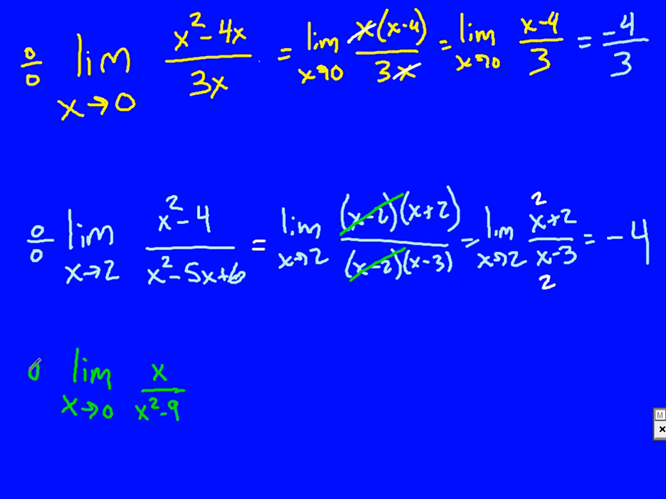So I get 0 up top. I get negative 9 on the bottom. Can I do 0 divided by negative 9? Yes, I can. I don't even need to try to factor anything out. I already have an answer. The limit right there is 0. Alright, so that's how you do it with factoring.